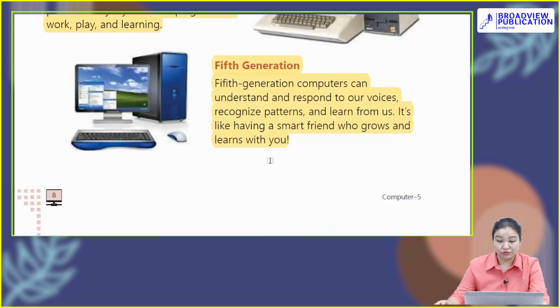Now next, fifth generation computers can understand and respond to our voices, recognize patterns and learn from us. It's like having a smart friend who grows and learns with you. So these are your fifth generation computers. So you can see the size becomes smaller and they become very effective from generation to generation.